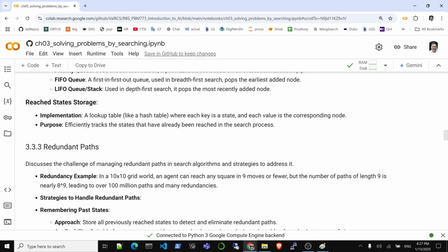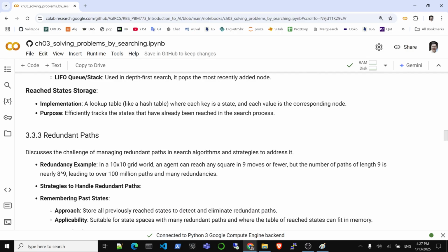So, of course, the problem is, let's say you have a 10 by 10 grid. The agent will need maybe 9 moves. Let's assume diagonal moves are allowed. But the potential paths are 8 to the 9, which is like 100 million paths. But most of them, of course, will be redundant. So this means at some moment you will need some memory of where you have been, because there's no point in repeating yourself.